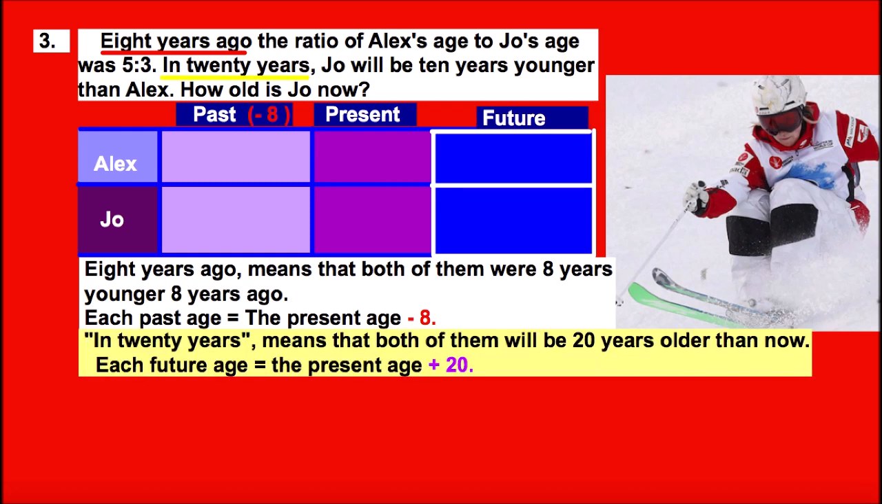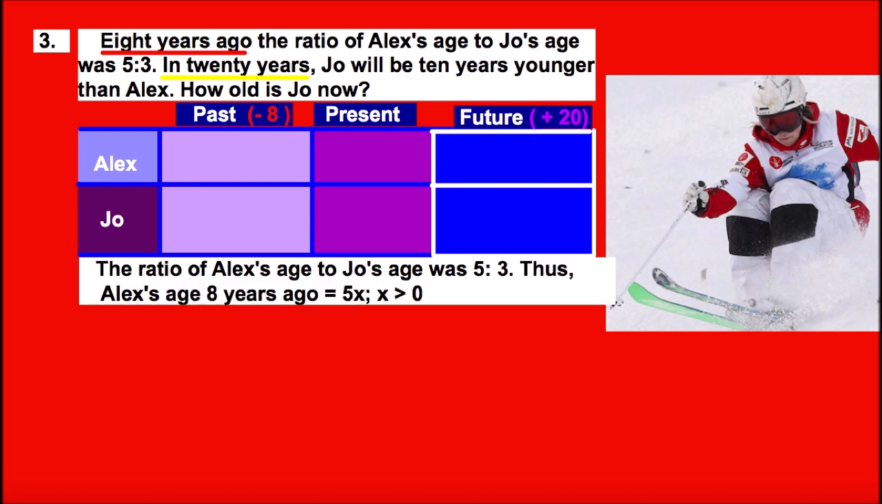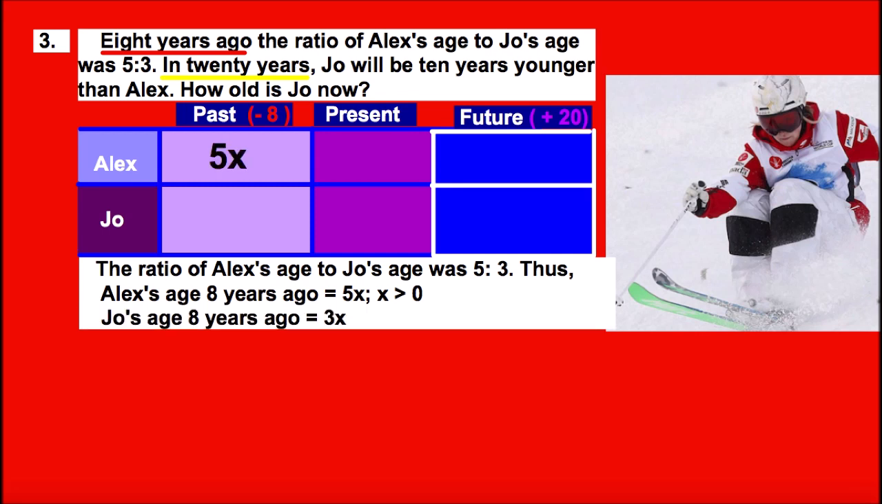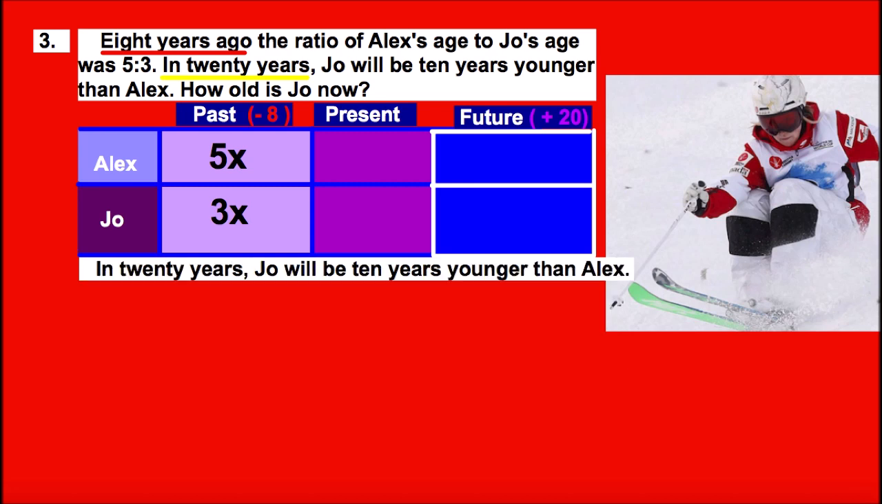In 20 years means that both of them will be 20 years older than now. Each future age equals the present age plus 20. The ratio of Alex's age to Joe's age was 5 to 3. Thus, Alex's age 8 years ago equals 5x, such that x is greater than 0. Joe's age 8 years ago equals 3x. Indeed, the ratio of 5x to 3x is 5 to 3.